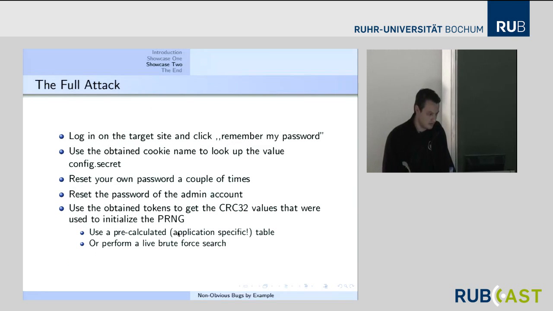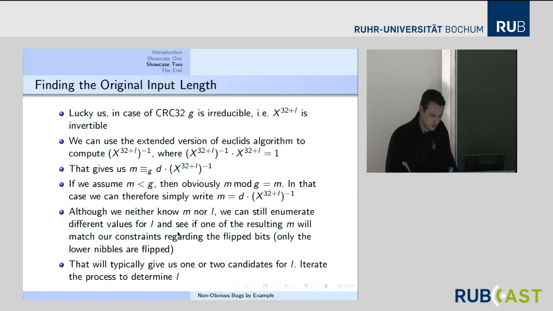Let me just go back one slide real quick. This is going to give us some candidates for L, because there might be multiple solutions. And if we get 2 or more candidates, what we can do is we can just repeat the process using other tokens, and then we can narrow down the values of L till we hit the right one. Okay.